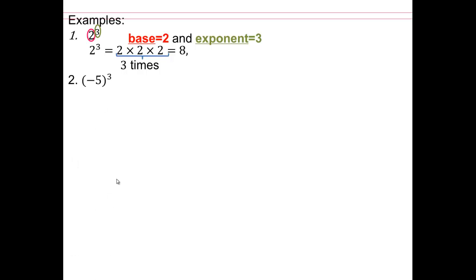So now we have negative 5 to the third. In the same manner, see if you can evaluate it. So base is negative 5, exponent is 3. And how would you read it? You're going to say negative 5 raised to the power of 3, or you can say negative 5 to the power 3, or negative 5 to the third. That's how you would read it.